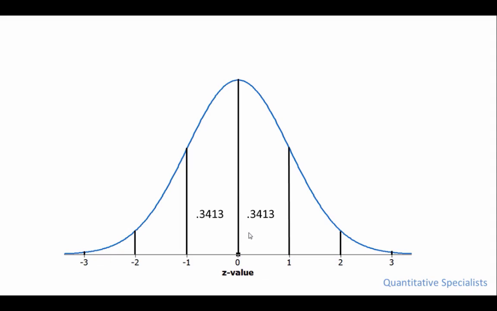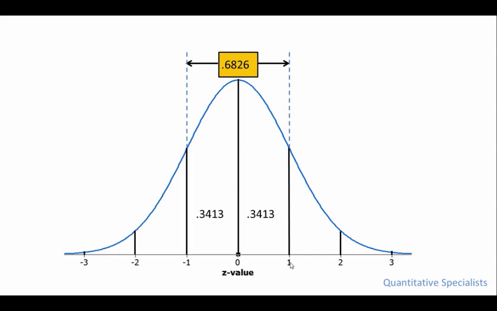Now, often what you'll see is people will add together these two values to express the proportion of obtaining a value between -1 and +1. And if we do that, we can see that it's equal to 0.6826. In other words, 68.26% of the values in this entire distribution fall within a z of -1 to +1. So 68% of the values are in this area here.